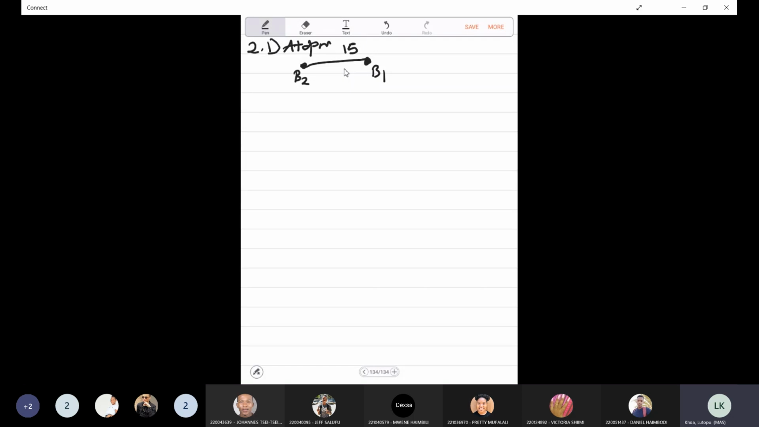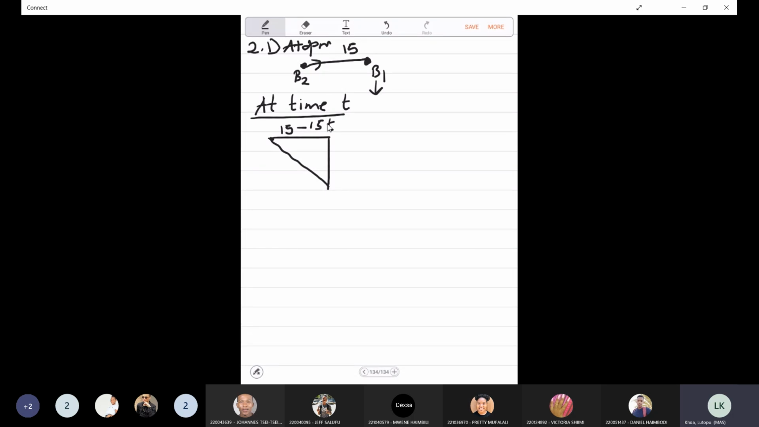Then we have their positions at time t. So at time t, we know that boat 1 is going that way, boat 2 is going that way. So here what we have is a right angle triangle like this. So the distance over here is just 15 minus 15t. So this 15 here is the 15 kilometers away from the dock that it was. And this 15t is the distance that it travels in t hours.